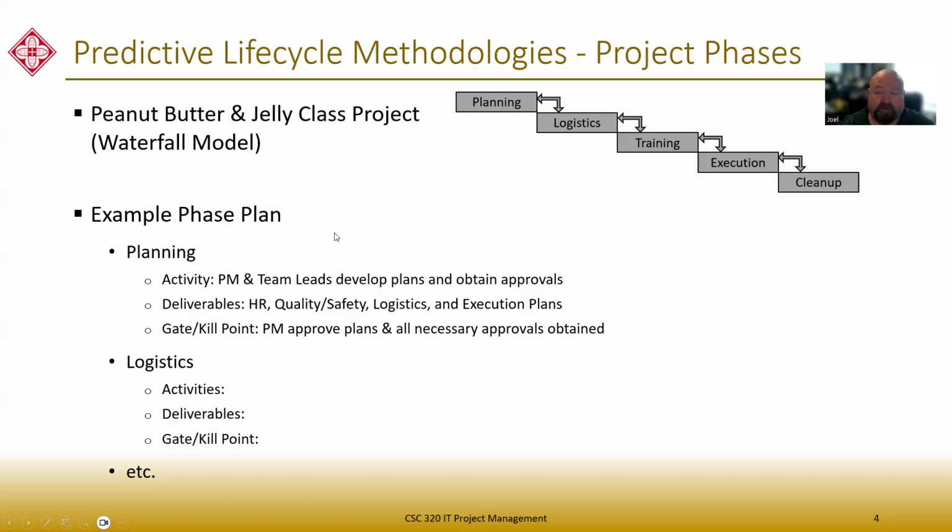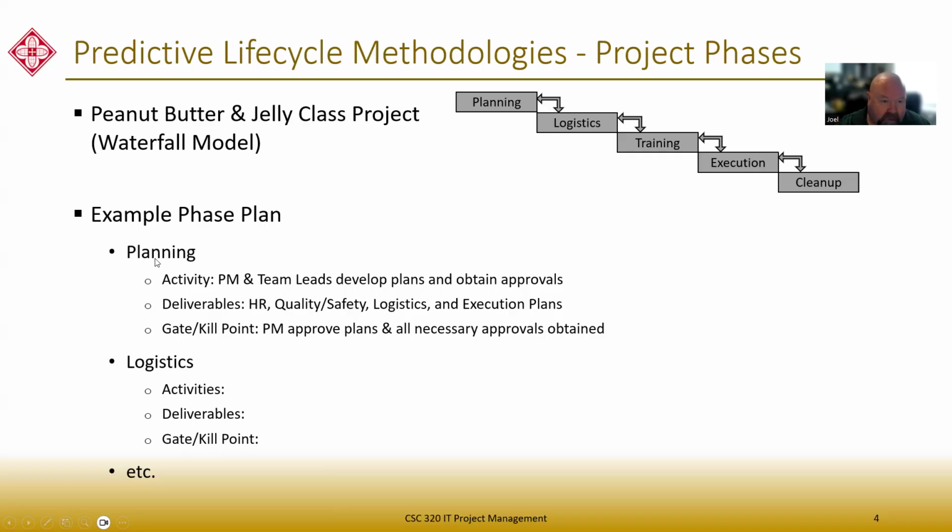Now, I also have to describe each of the phases. Right after I describe the overall methodology, I need to go in and start describing each of those phases. And remember what I said, we have these different pieces. What's the activity? This is the work that's going to be done. Who's working on those activities? Who is doing that work? What are the deliverables? In this first bit here, the activity is that the project manager and the team leads develop plans and obtain approvals.